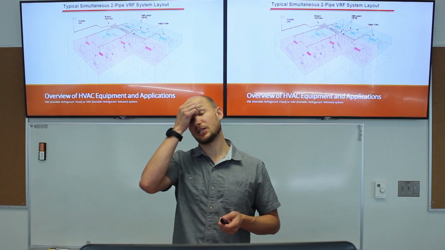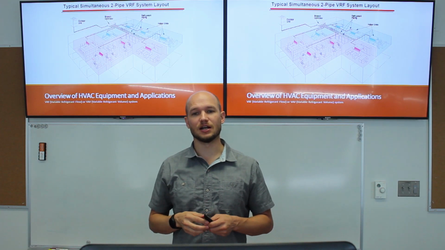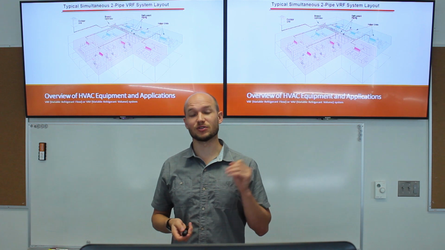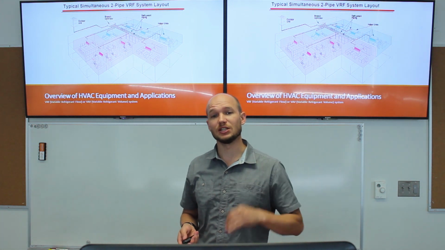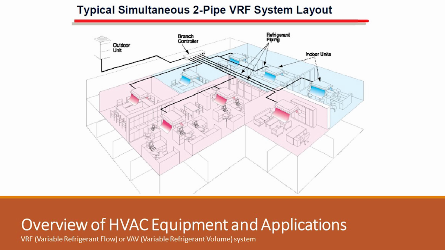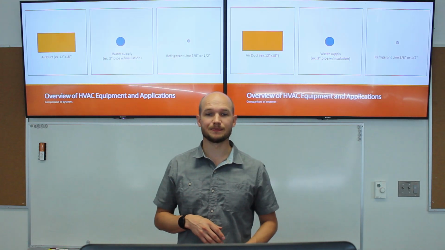And so here in this picture you can see that it's a tiny pipe. It's a refrigerant line that's running in between individual indoor units. So one outdoor unit can control multiple indoor units. What's nice about this system is you can do heating and cooling on different zones at the same time.